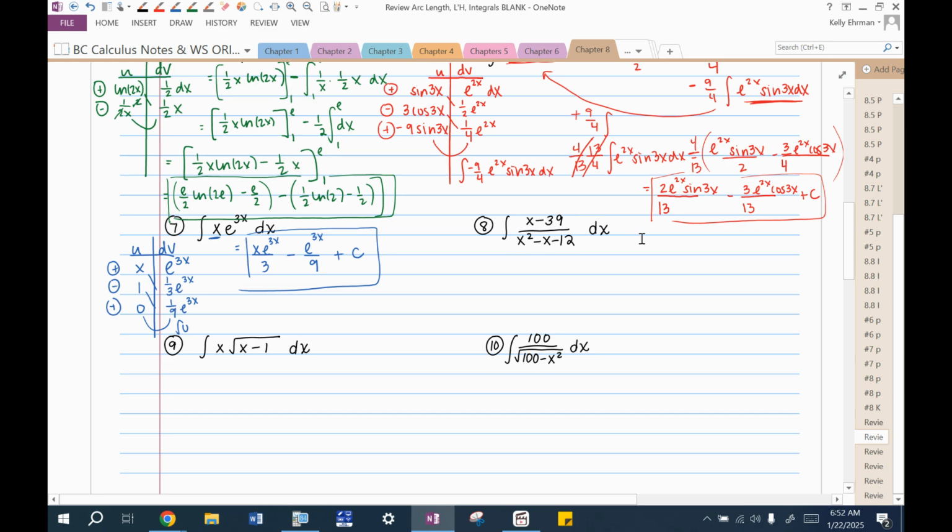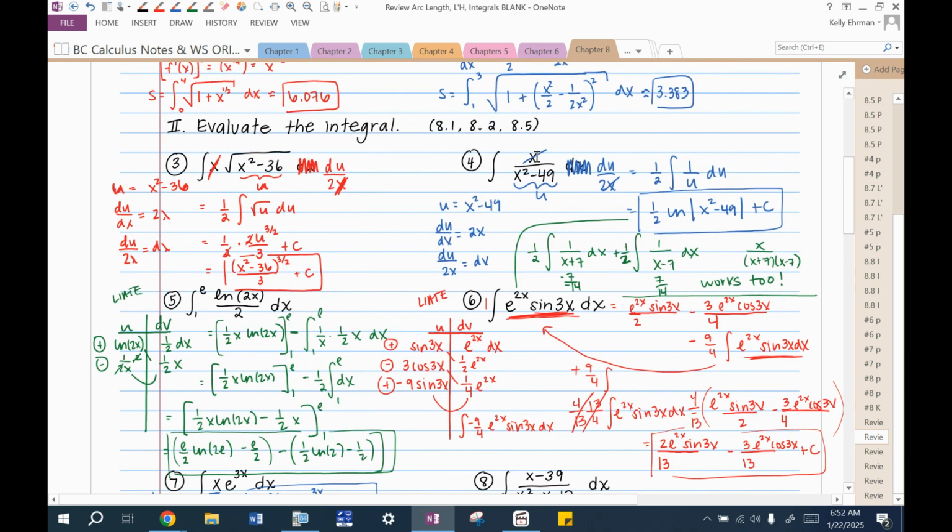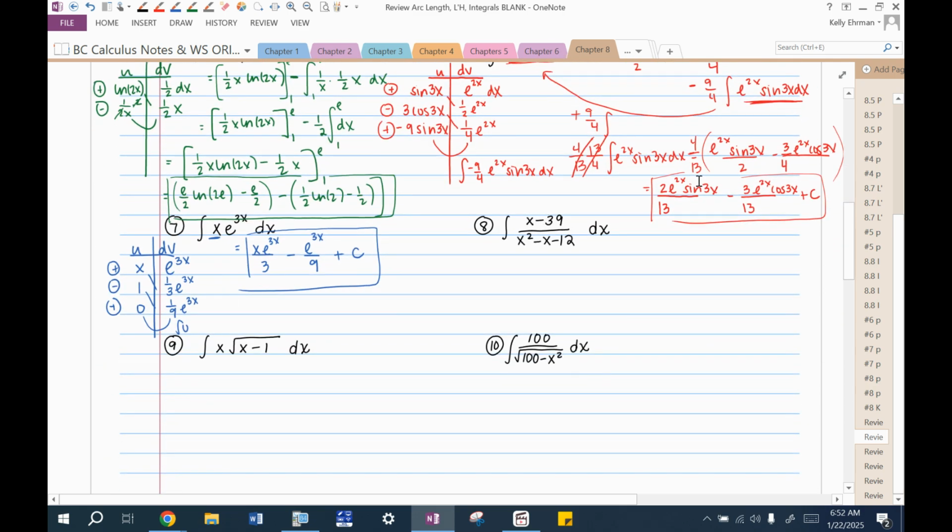All right, now number 8. I could try separating this out or doing some sort of weird u sub like I did for this one, but u sub was easier when I just had a single x up here. When it's x minus 39, it's a good idea to do partial fraction decomposition. So anytime I notice that the denominator factors and I have more than just an x up here, I have multiple terms up here, I can do this cover up method.